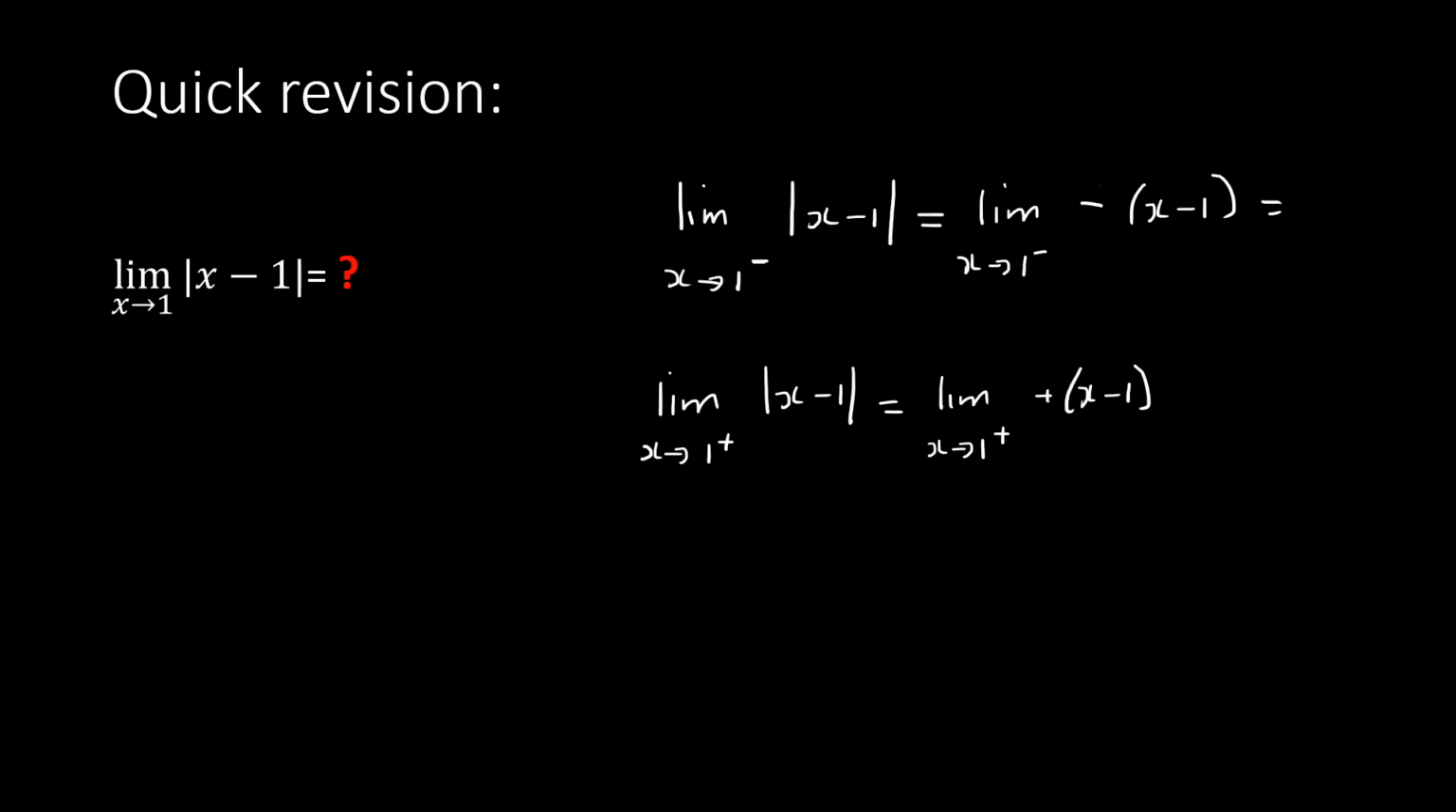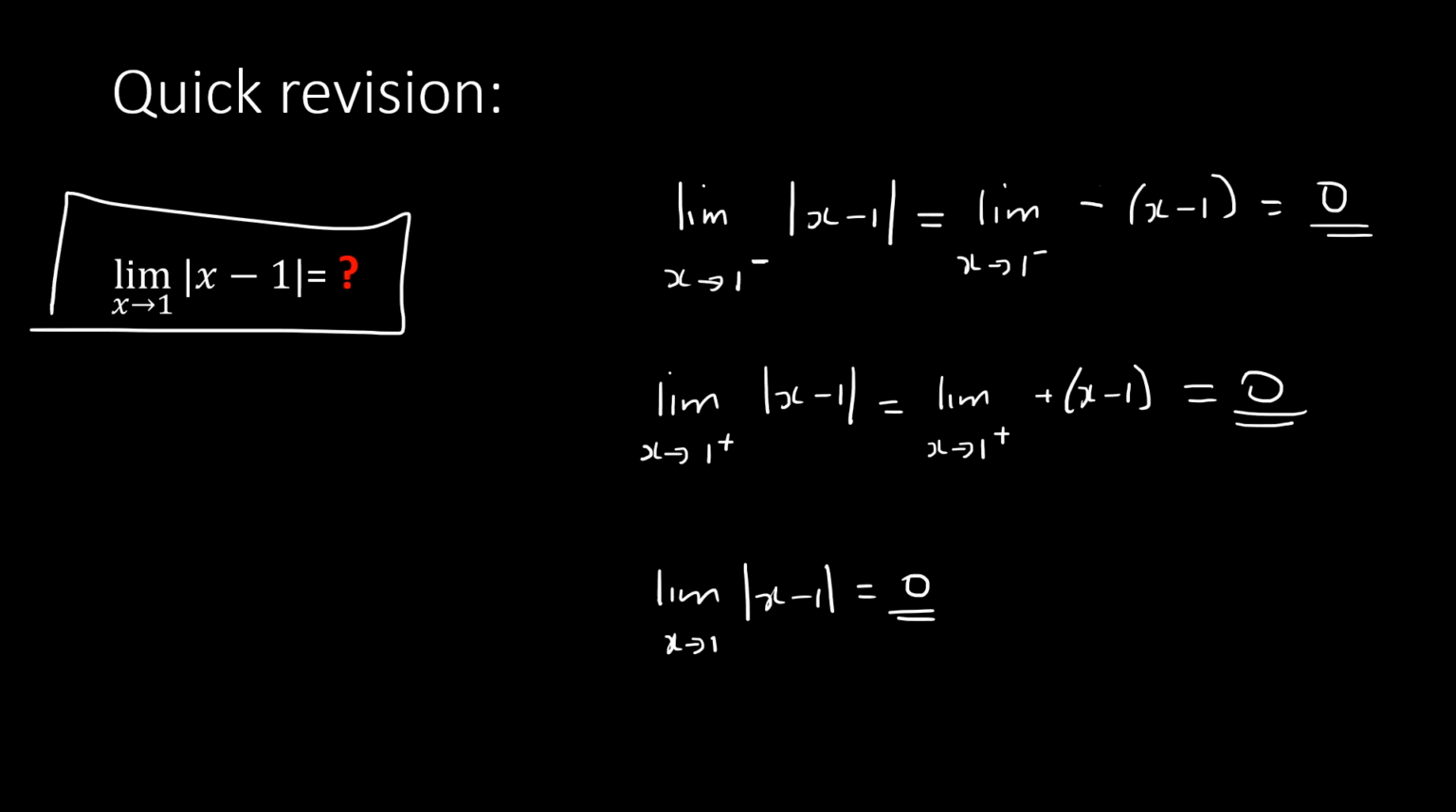Then here you just substitute that 1. So 1 minus 1, we can see it's 0. Even here 1 minus 1, it's 0. So if the left hand side and right hand side limits are equal, then it means the limit of that is 0. But what I want you to understand is the absolute terms.